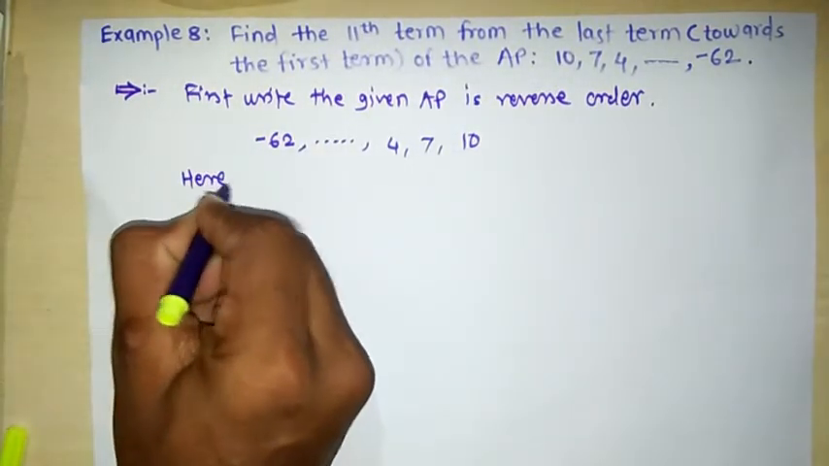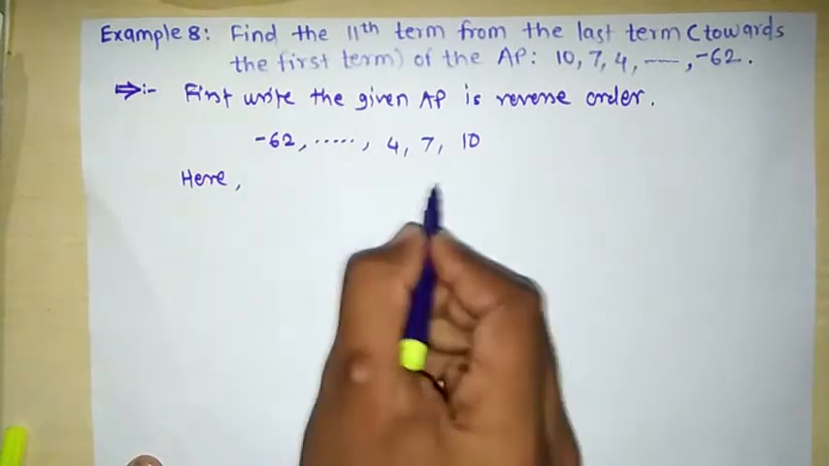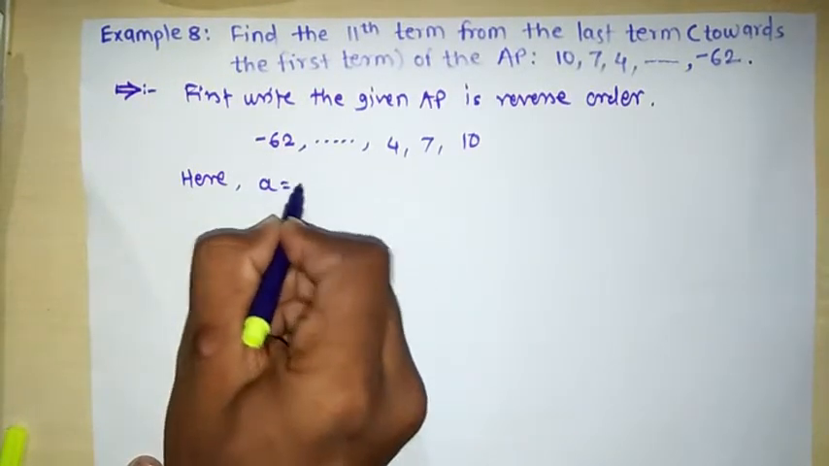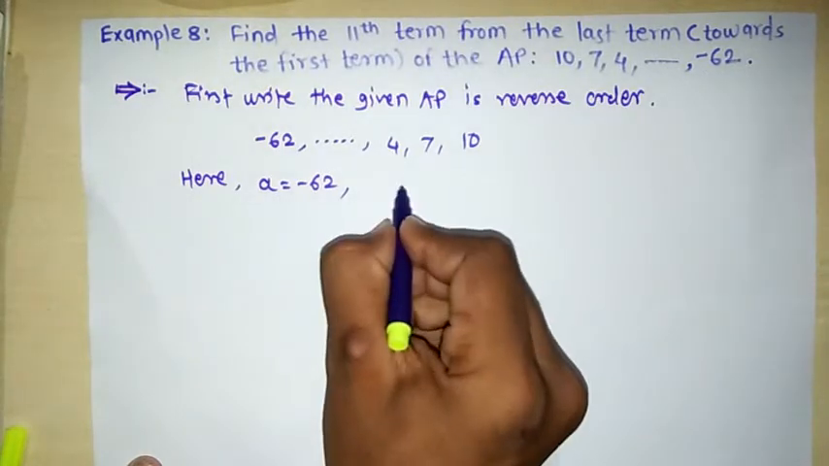Now we will consider this new AP only. Here A is equal to minus 62. D is equal to how much?